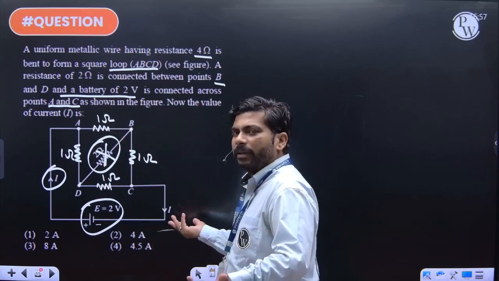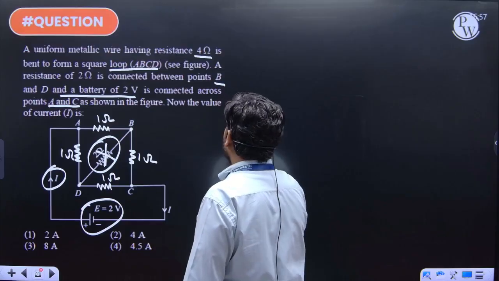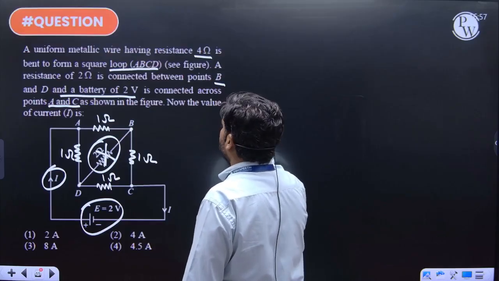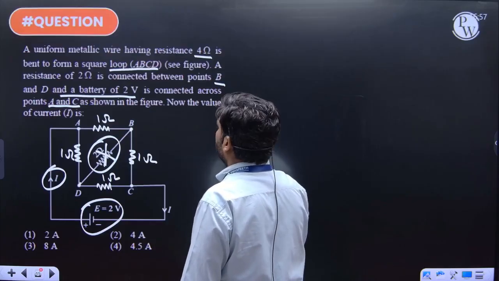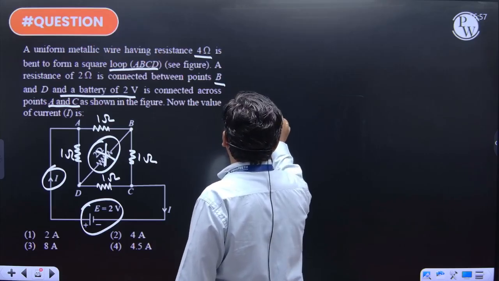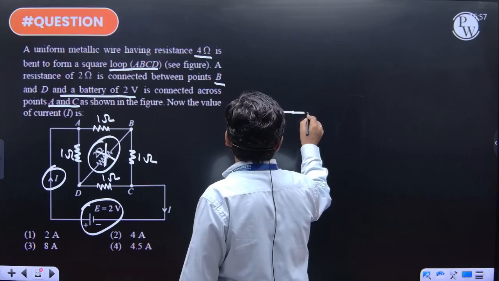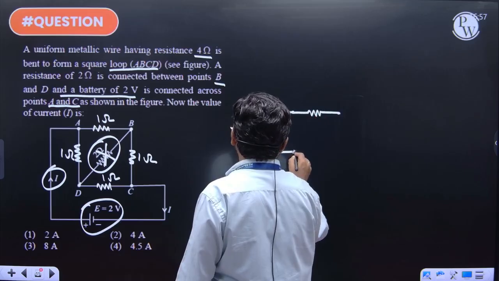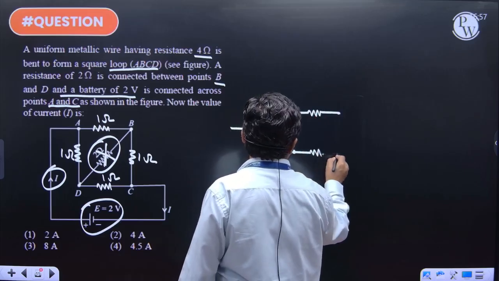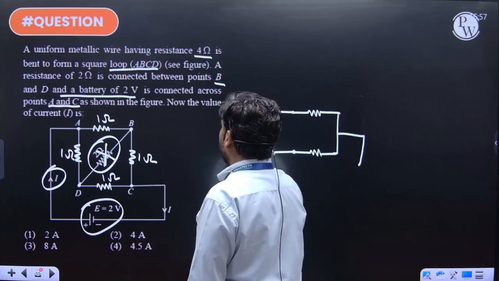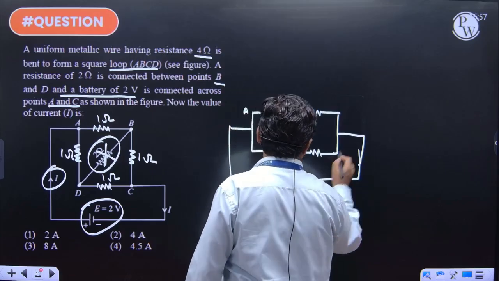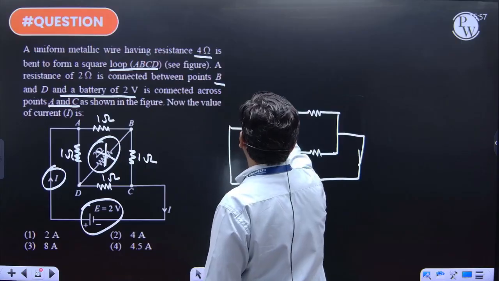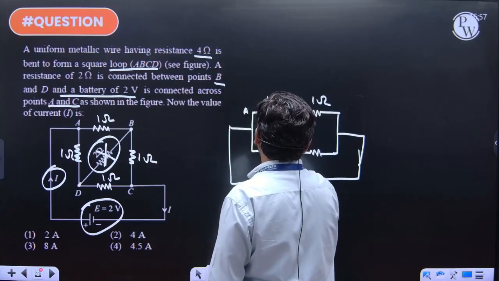Now it becomes very easy, you can just redraw it. Suppose A to B, 1 ohm resistor is there, then B to C another 1 ohm resistor is there, then again A to D 1 ohm resistor is there, and then D to C 1 ohm resistor is there, and it is connected with a battery of 2 volts. So this is 1 ohm, 1 ohm, 1 ohm, 1 ohm.